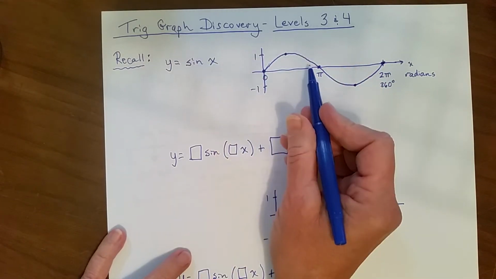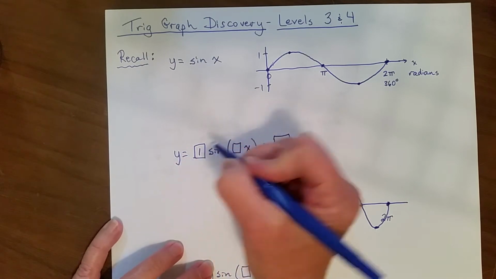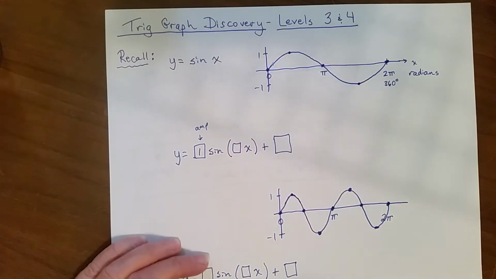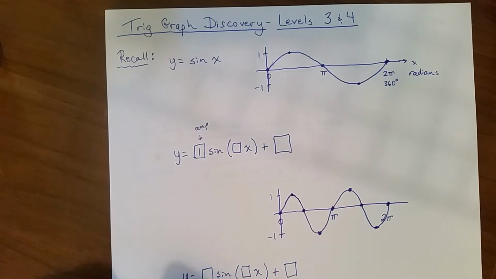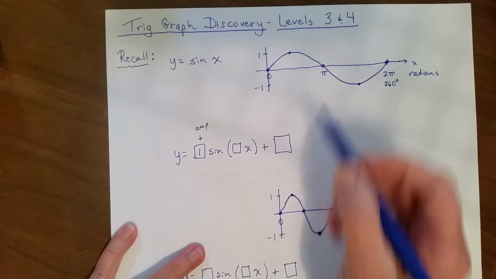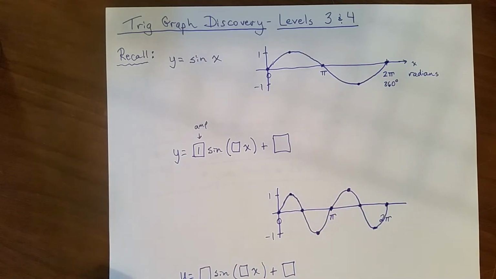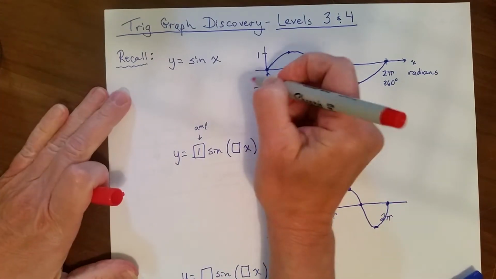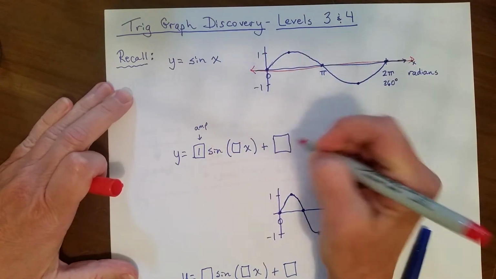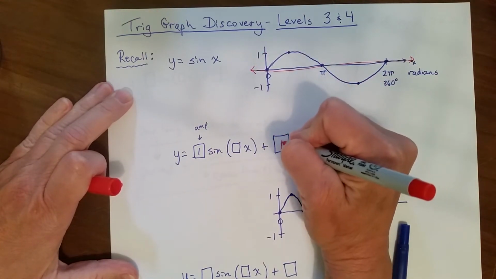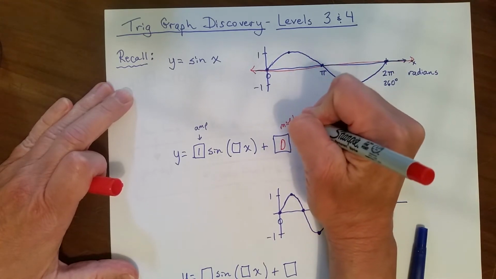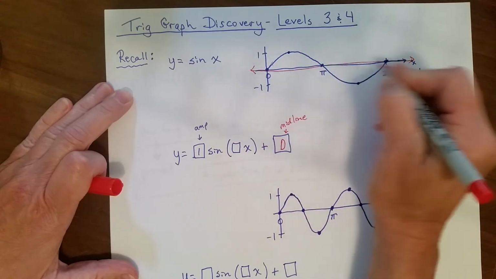The amplitude of this thing is 1. Remember that this is the amp. The amplitude is 1. Well, let's talk about why. Here's your midline right here. Your midline is the x-axis. So your midline is, I'm sorry, your midline is 0. This is your midline at 0.